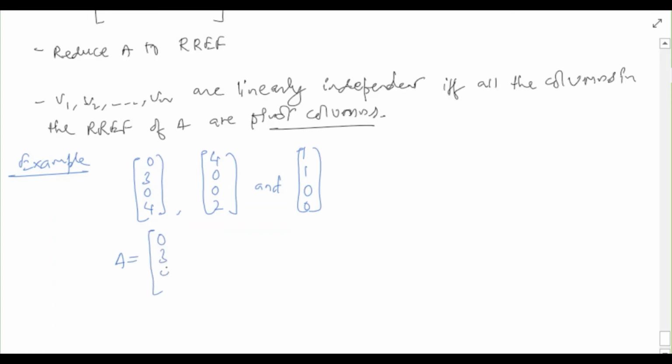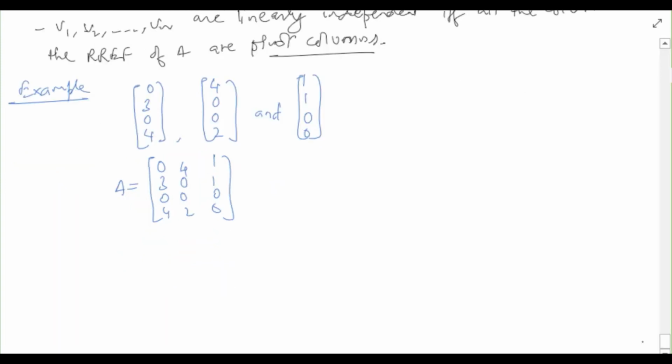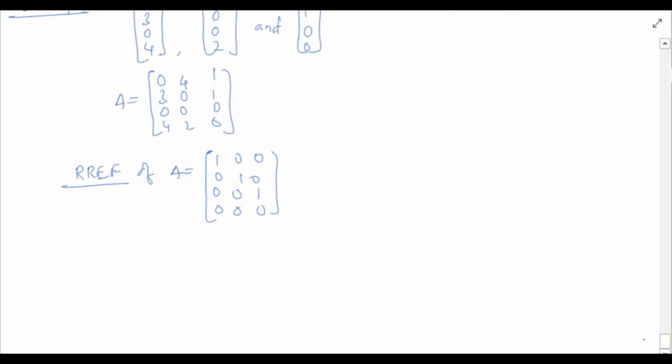So A is 0, 3, 0, 4, 4, 0, 0, 2, 1, 1, 0, 0. Observe that this A is the same as the second, third and fourth columns of the matrix A that we took as an example a while ago. So a reduced row echelon form of A, as we saw then, would be 1, 0, 0, 0, 1, 0, 0, 0, 1, 0, 0, 0. We clearly see that all the three columns of A are pivot columns.